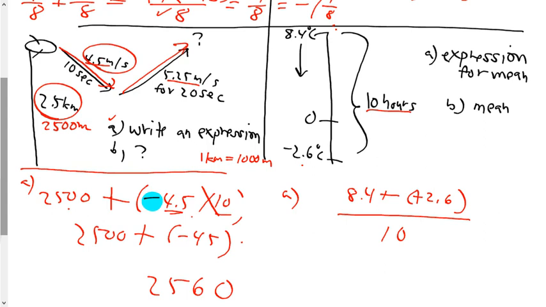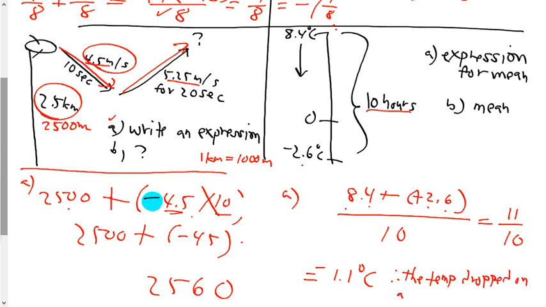8.4 plus 2.6. Well, 8 plus 2 is 10, plus 1 more is 11. 11 divided by 10 does not require a calculator. You just move the decimal one place over, and therefore, the temperature dropped on average 1.1 degrees Celsius per hour. And that would be your sentence that says you understand what you did.